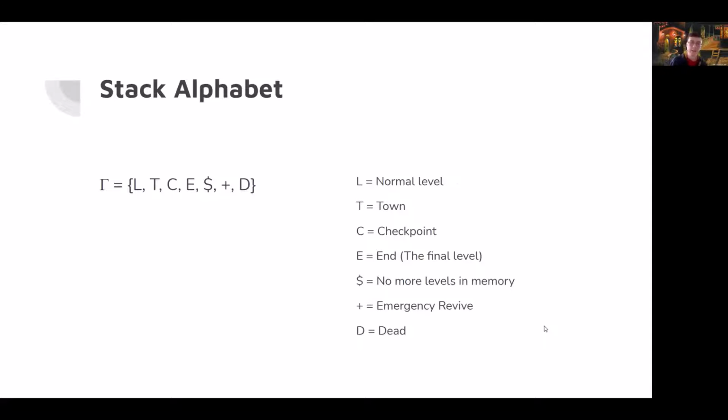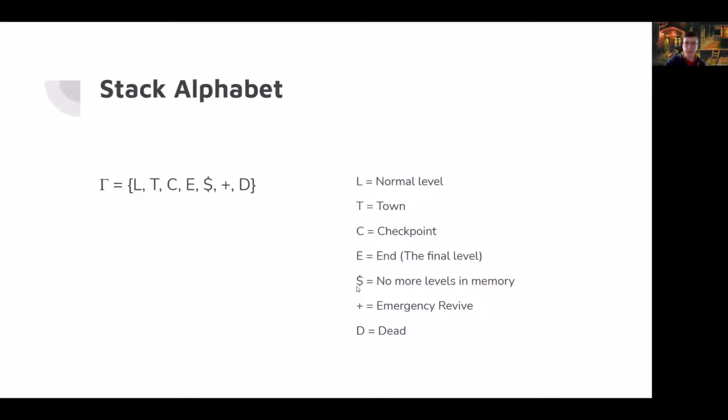Here is the alphabet that the stack uses. L, T, C, and E, they're all for different types of levels. It is interesting to point out that there are towns between every tier, and that sort of counts as a level because you can sometimes fight enemies and die in a town. So I had to leave it in with the rest.